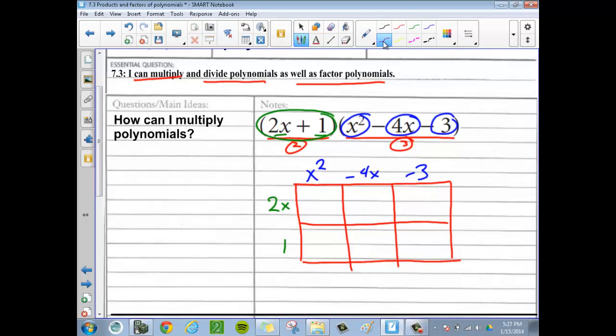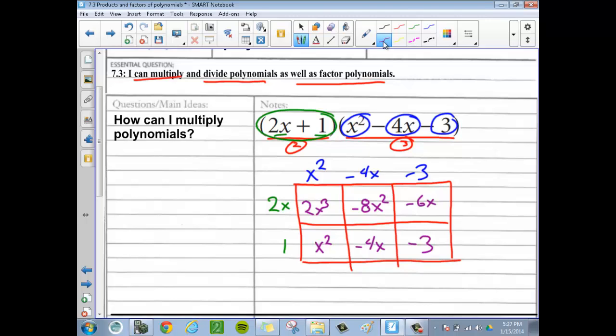So if you take 2x times x squared, you get 2x to the third. And if you take x squared times 1, you just get x squared. If you take negative 4x times 2x, you get negative 8x squared. And if you take negative 4x times 1, you get negative 4x. And if you take negative 1, you've got negative 3 there. And then 2x times negative 3 is negative 6x. So you're just multiplying like before.